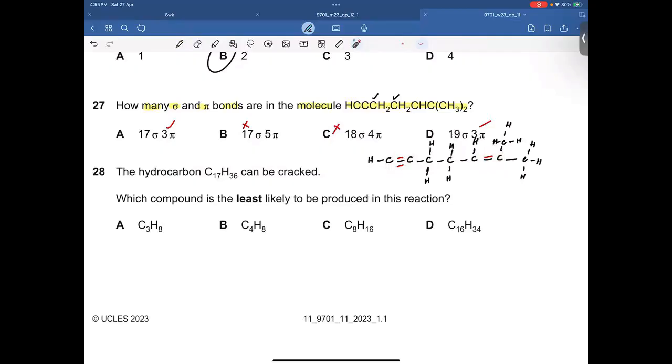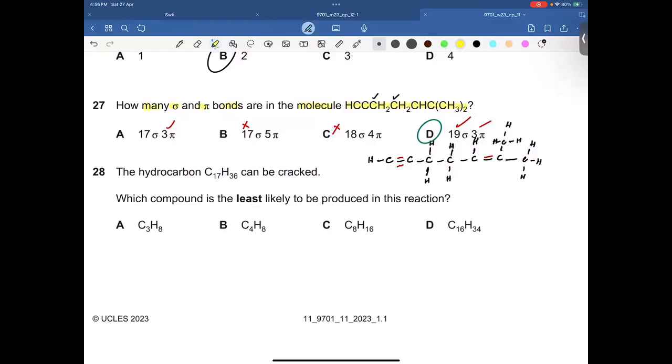Let me check the sigma bonds. 1, 2, 3, 4, 5, 6, 7, 8, 9, 10, 11, 12, 13, 14, 15, 16, 17, 18, 19. 19 sigma bonds, and therefore D is going to be the right answer. Okay.